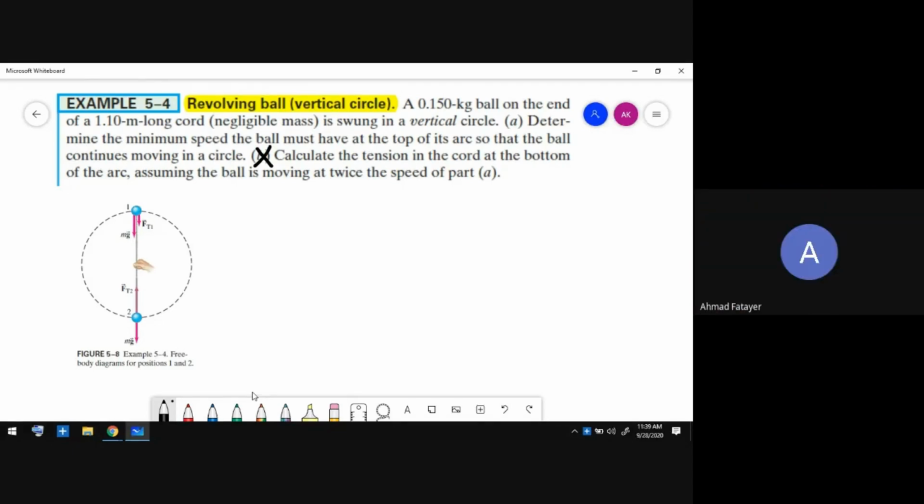A 0.150 kilogram ball on the end of a 1.10 meter long cord.